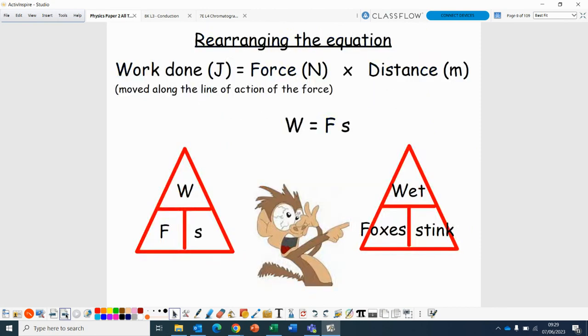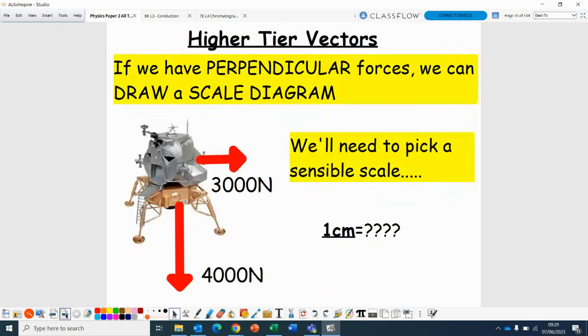I know you don't need to learn the equations this year, but do make sure you remember that work done is the same as energy, so measured in joules, and your distances must be in meters.